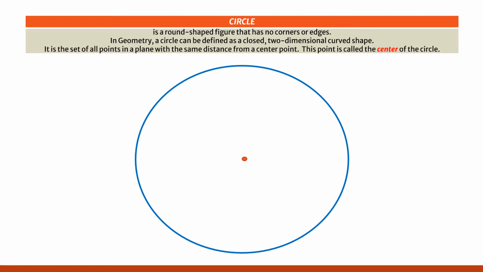In geometry, a circle can be defined as a closed, two-dimensional curve shape. Dahil ito ay yung pinag-ugnay na dalawang curve, kaya nagkaroon tayo ng tinatawag na circle. Okay? It is the set of all points in a plane with the same distance from a center point. If you notice, meron tayong kulay pula sa gitna, yun yung tinatawag nating center point. And this point is called the center of the circle, syempre pa.